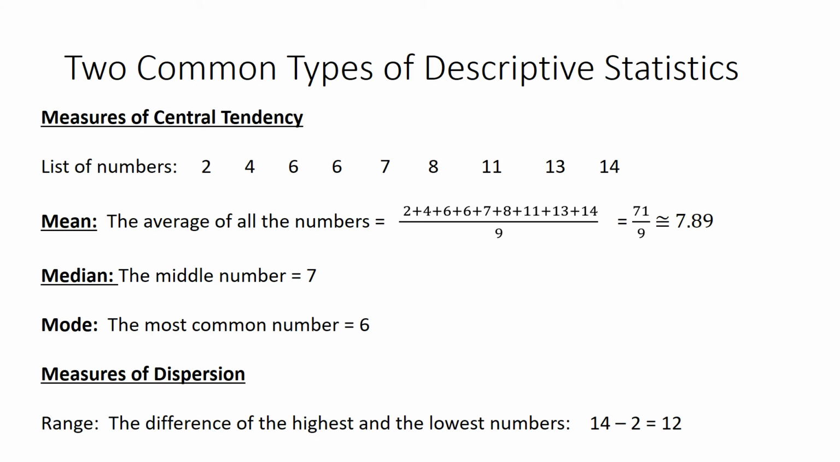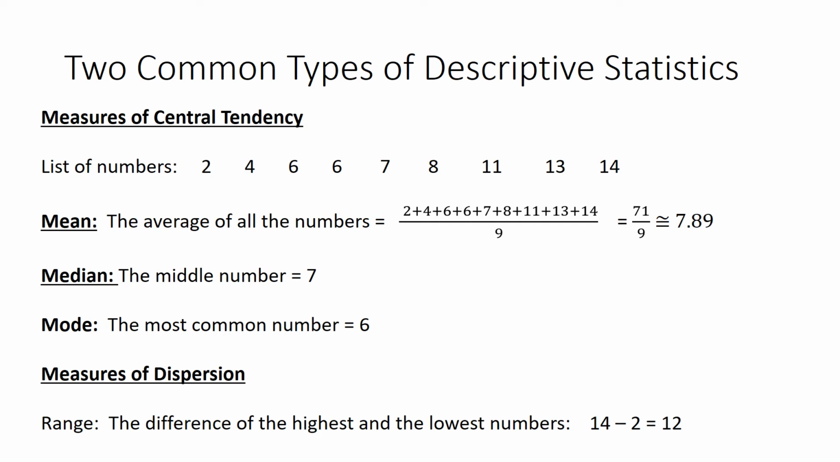Overall, there are two of the most common types of descriptive statistics. We'll talk about this next week. Measures of central tendency: that is the mean, median, and mode. The mean is another way of saying the average.